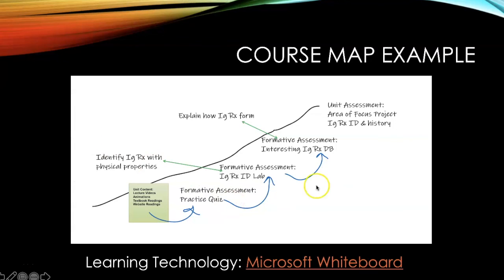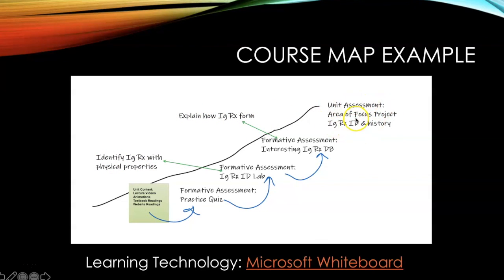So what's an example? I just sketched this out. This is a very preliminary course map. I created this using Microsoft Whiteboard. You could use Google Jamboard if you're looking for another tool that's similar. But basically on the screen we have a unit assessment. The goal here, this is in their igneous rock unit. So they have two competencies: identify igneous rocks with physical properties and explain how igneous rocks form.